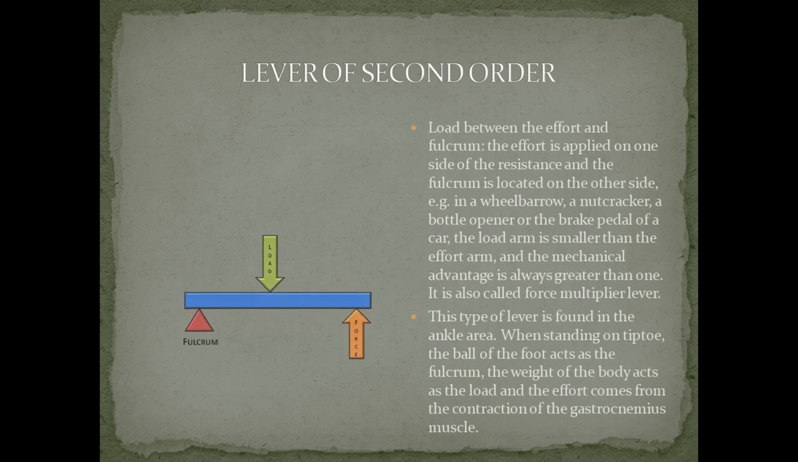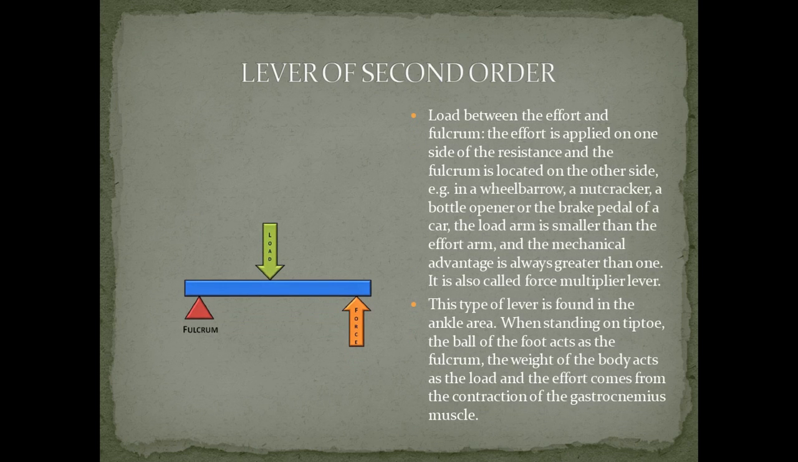Now the lever of the second order is the lever where force will be on one side, load will be in the middle and the fulcrum will be on the other side. This particular arrangement is known as the force multiplier arrangement, or this lever is also known as the force multiplier lever. Our foot and ankle area resembles the second order lever. Nutcracker and bottle opener are some examples of second order levers.